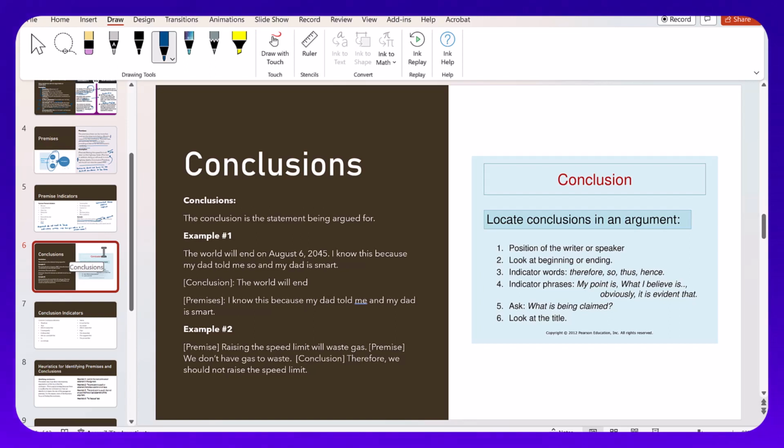All right, now conclusions. The conclusion is the statement being argued, right? It's what's being argued in the passage or statement. So for this, right: the world will end on August 6th, 2045. I know this because my dad told me so, and my dad is smart. Now, this is a good example of, it's not a strong argument, right, but the conclusion is the world will end.